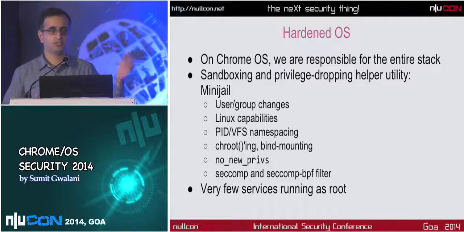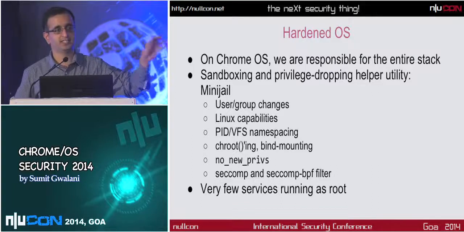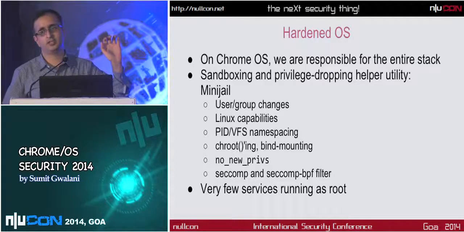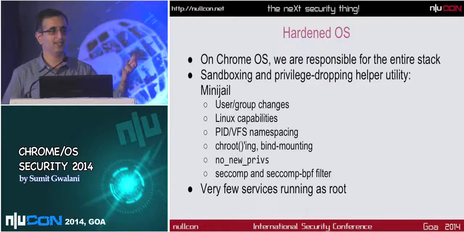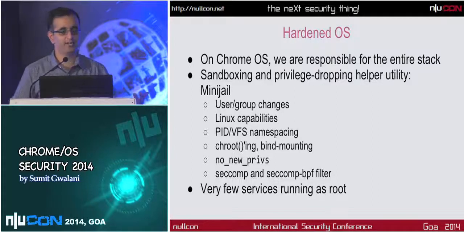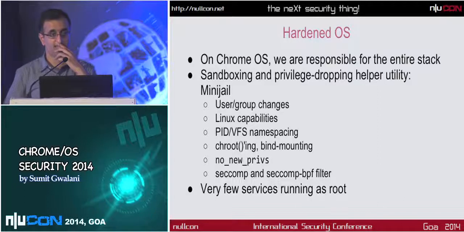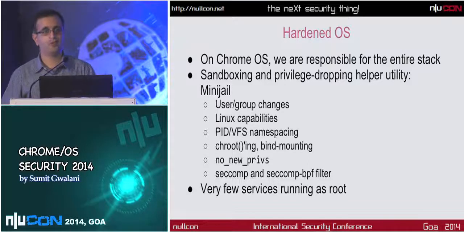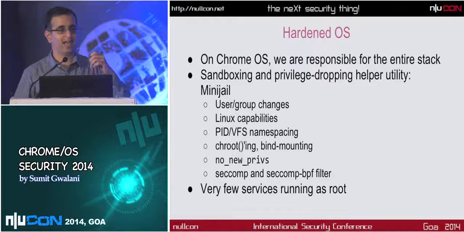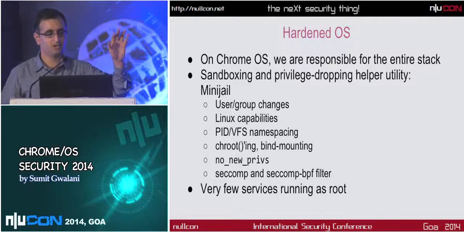Now, so you've prevented against persistence. You have protected against your data on disk. Now, the next step is you want to harden your operating system. Luckily, on the Chrome OS security team side, we are responsible for the entire stack, right? We are responsible for everything from your firmware and embedded controller up till Chrome. So how do you do that?